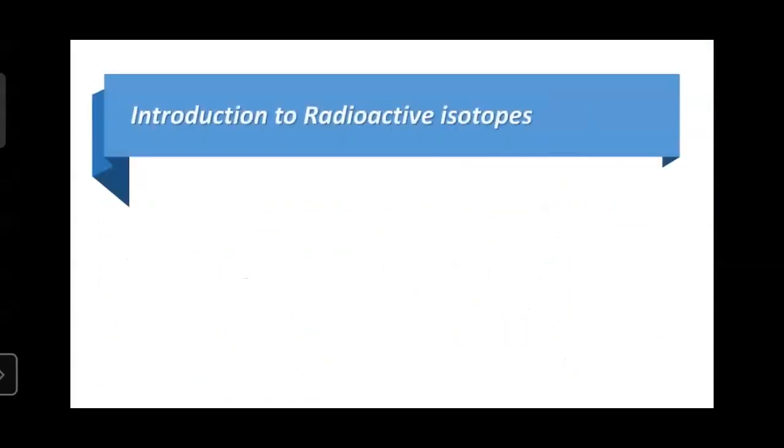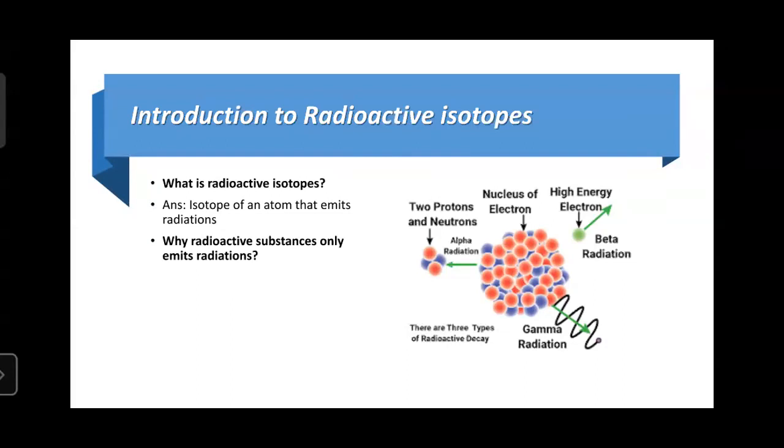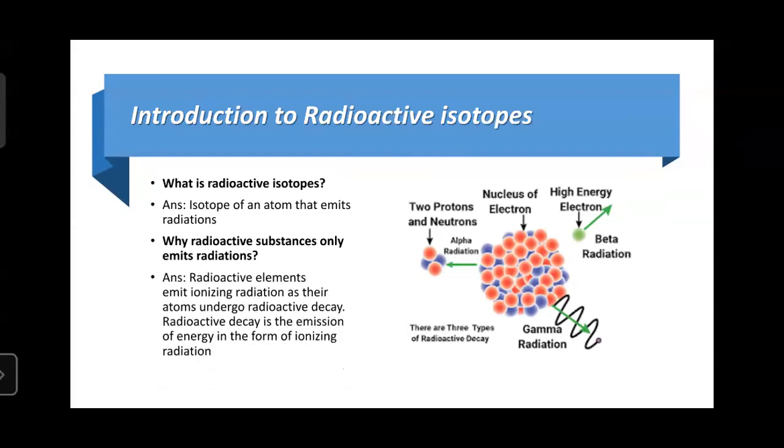Now next, radioactive isotopes. What do you mean by radioactive isotopes? These are the isotopes of an atom that emits radiations. Why are they emitting radiations? The radioactive elements emit ionizing radiations as their atoms undergo radioactive decay. Radioactive decay results in the emission of energy in the form of ionizing radiation.